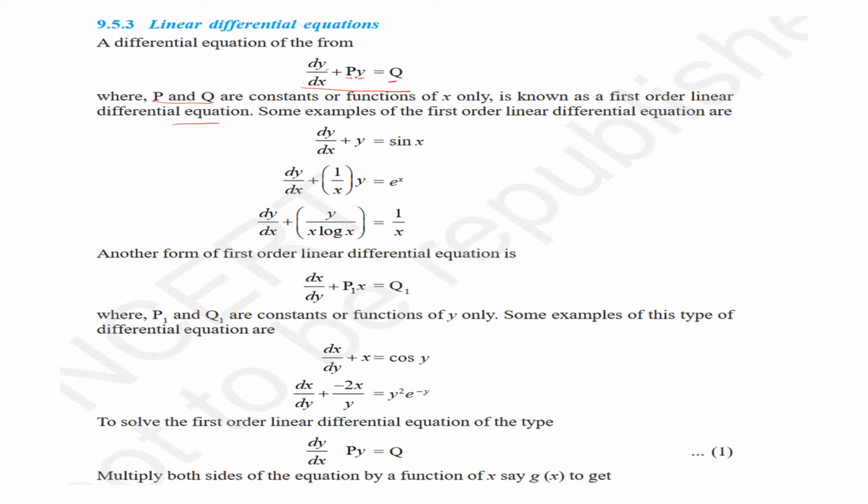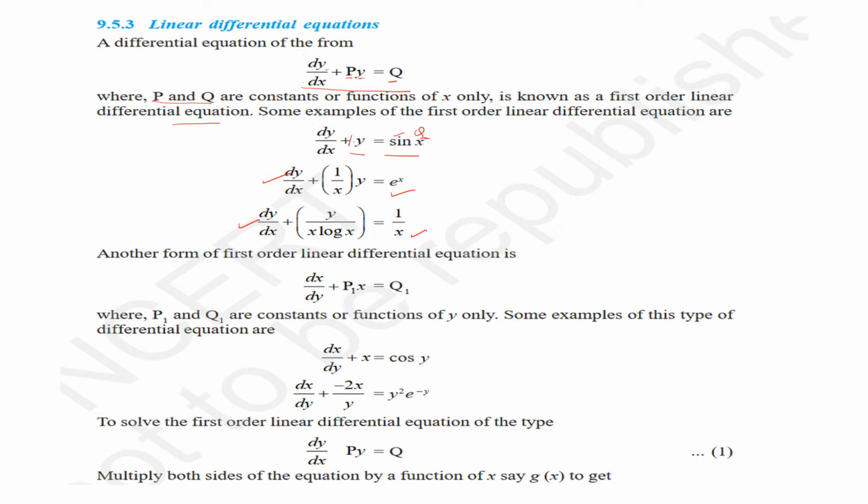Some examples are dy by dx plus y is equal to sin x. So p here is 1, which is constant, and q here is sin x, which is a function of x. Another is dy by dx plus 1 upon x y is equal to e raised to power x. Another is dy by dx plus y upon x log x is equal to 1 upon x.